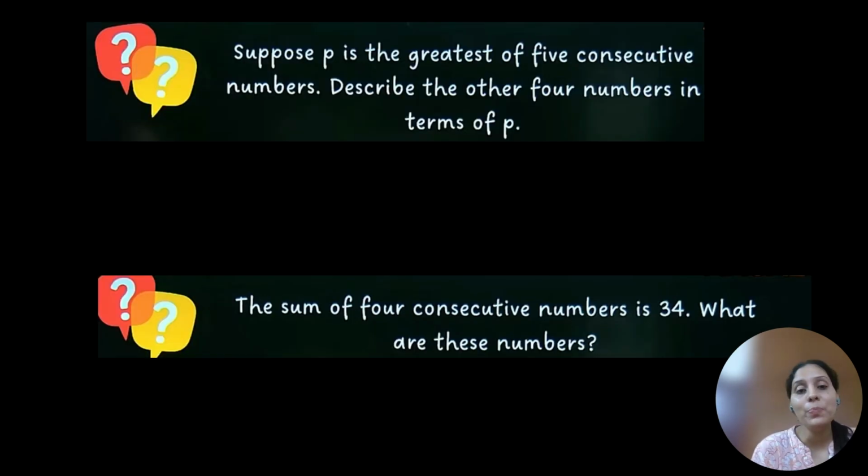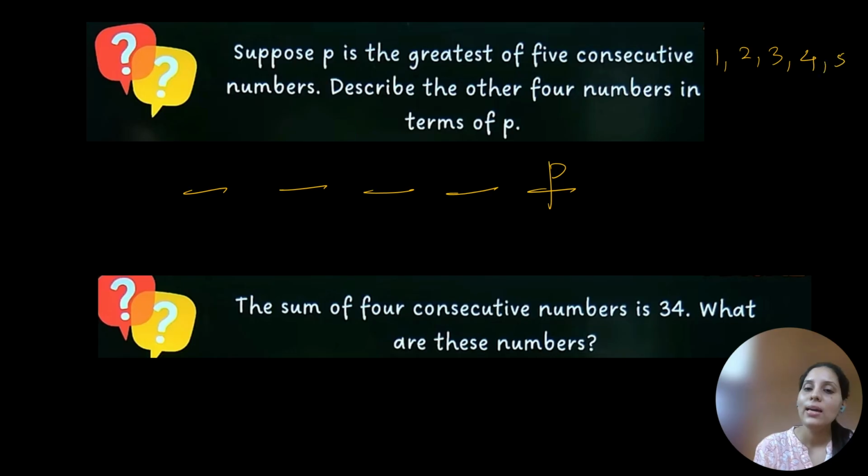Next, suppose P is the greatest of 5 consecutive numbers. You have 5 consecutive numbers, 1, 2, 3, 4, 5. P is the greatest, so P will be at the end. Determine the other four numbers in terms of P.